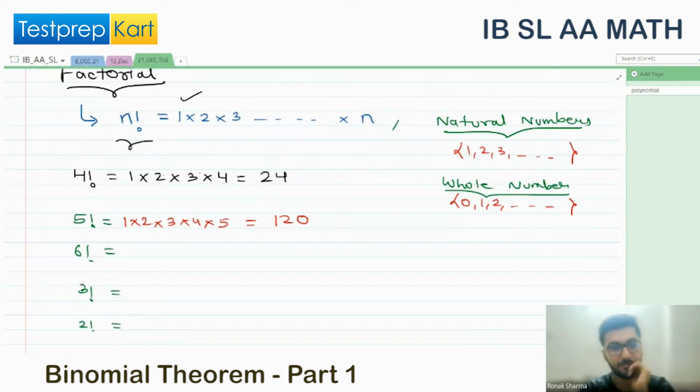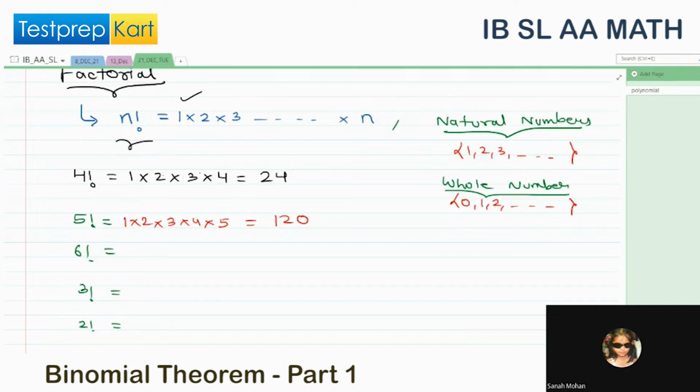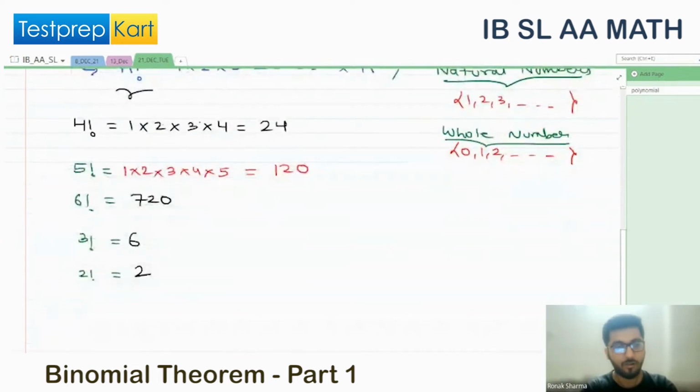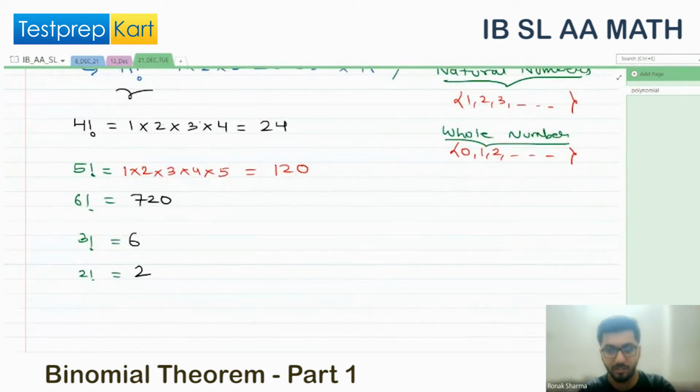So the next one's 720. That is correct. And then the one after that is 6. And then 2. True. So we have got the factorial thing. Now we know what the factorial is. It is the continuous product of the natural numbers till whatever number you are asking the factorial of. Got the point?